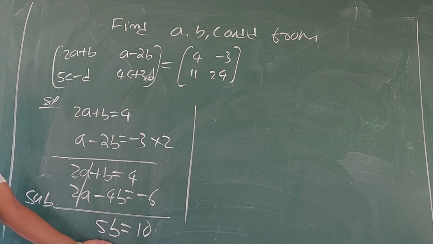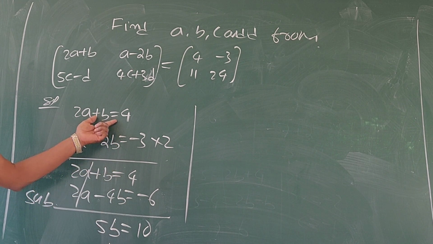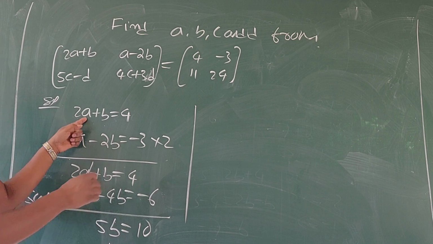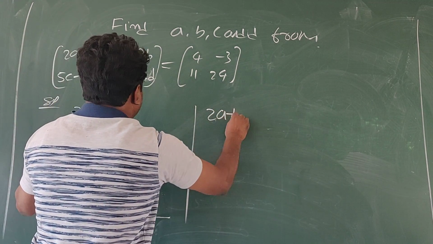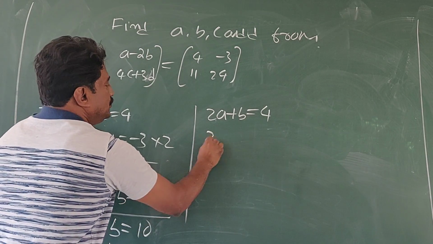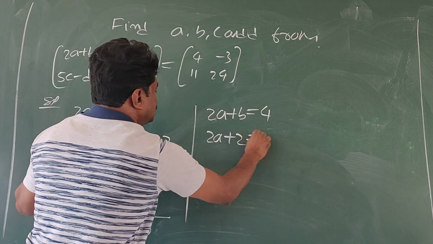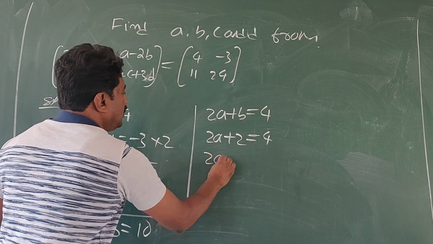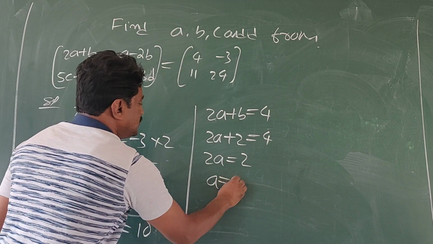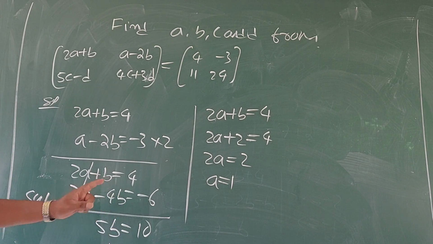If I substitute this B value in any one of these two equations, I can easily calculate the A value. 2A plus B is equal to 4. Substitute for B: 2A plus 2 is equal to 4. 2A is equal to 4 minus 2, which is 2. A is equal to 1. We got the A value also.